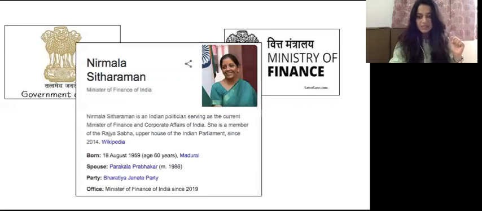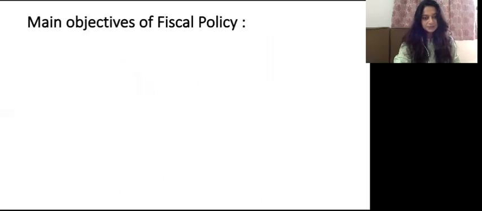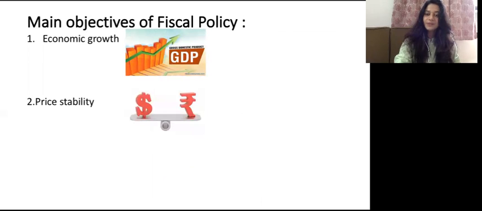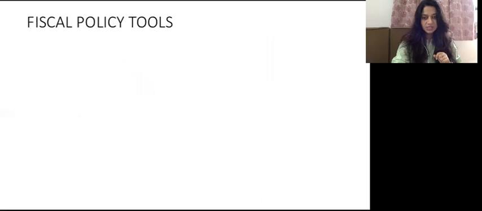Our finance minister has to keep certain objectives in her mind while she formulates fiscal policy. These objectives are economic growth, price stability, and full employment. These objectives can be achieved by manipulating the two basic tools of fiscal policy.